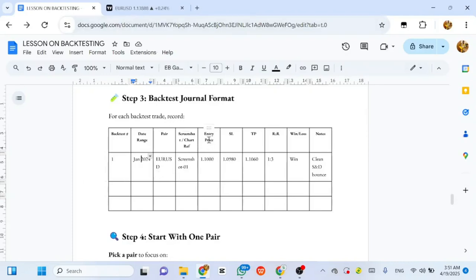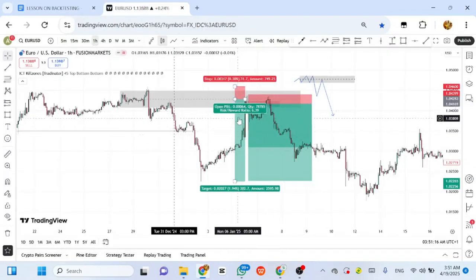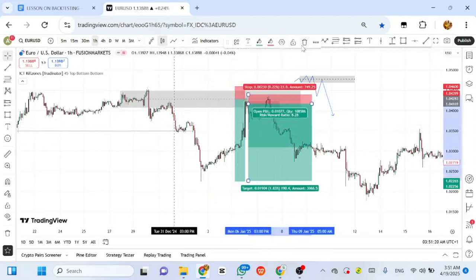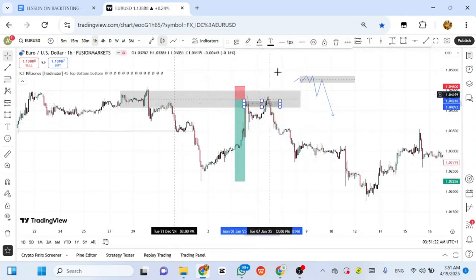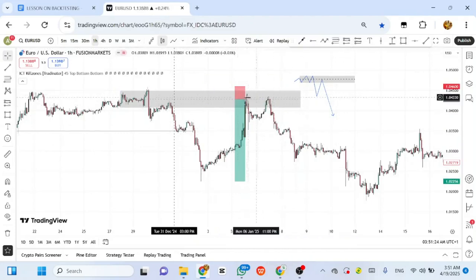So how do you get the entry price? How do you get the exit price? How do you get the take profit, the risk to reward? And then obviously you know that it won or it did not win. So now let's just use this one for a case study, this risk entry. So now we delete this one. For the purpose of this, we will not use confirmation entry, let's just use risk entry.